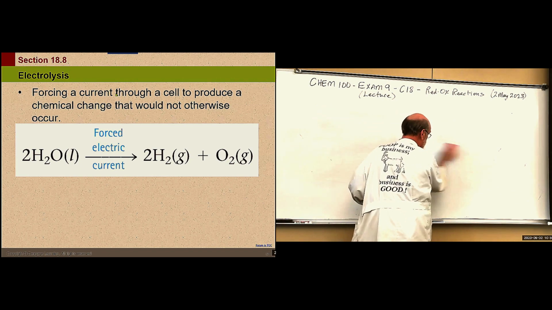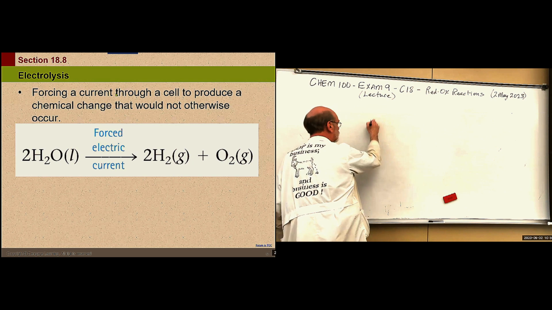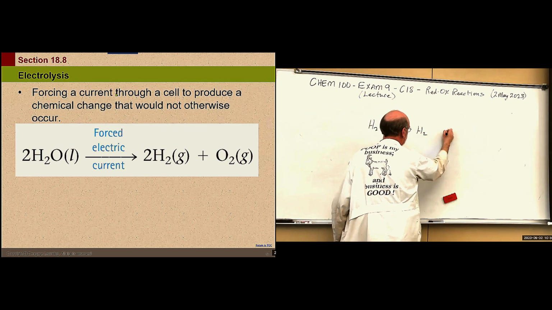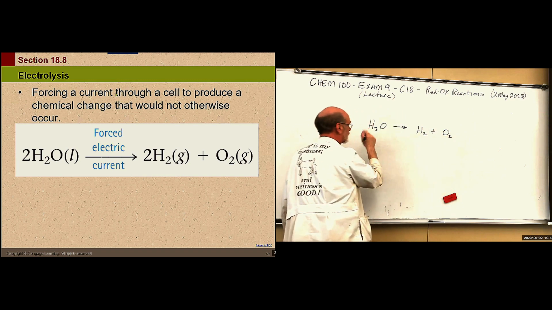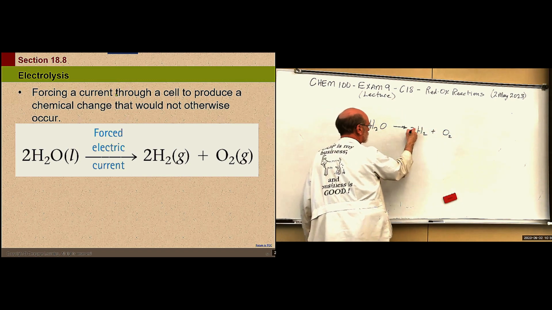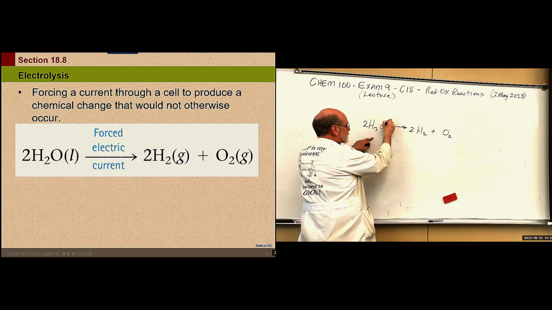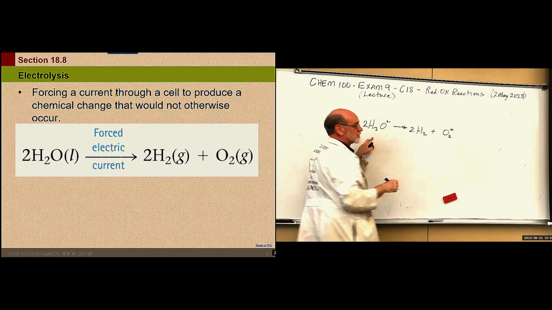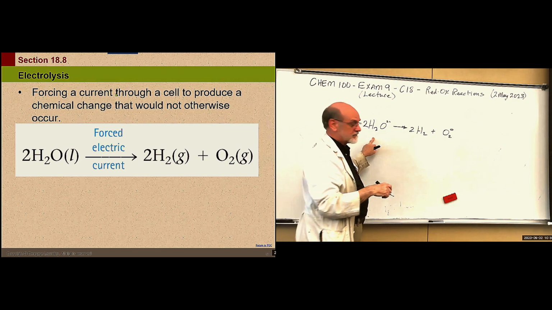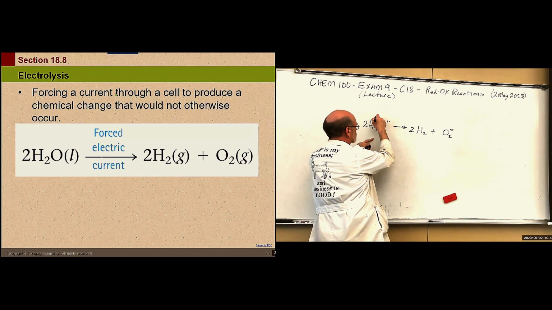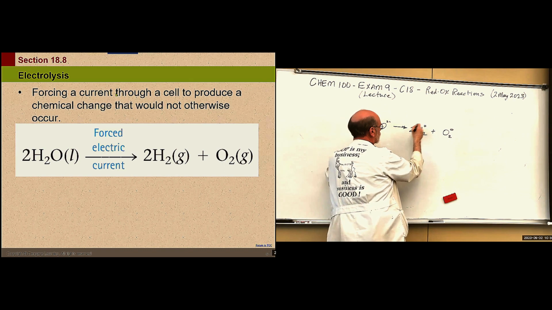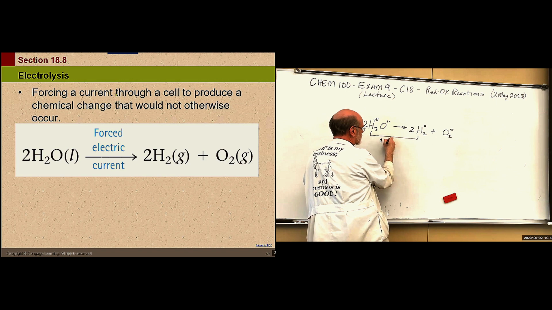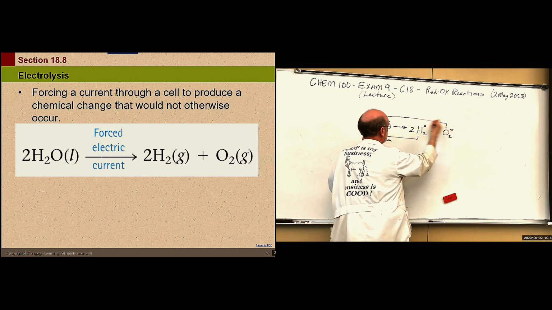In that situation, when you go from water to hydrogen and oxygen, right, and we need two here and two there, the oxygen is going from a 2- to a 0. So it's being oxidized. And the hydrogen is going from a +1 to a 0. It is being reduced. Right? So we're gaining electrons here and we're losing electrons here.